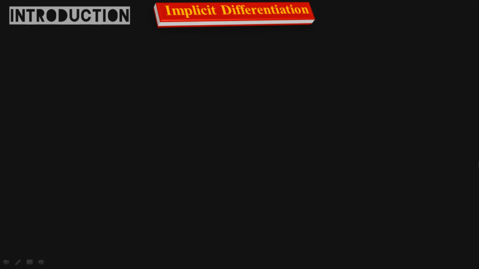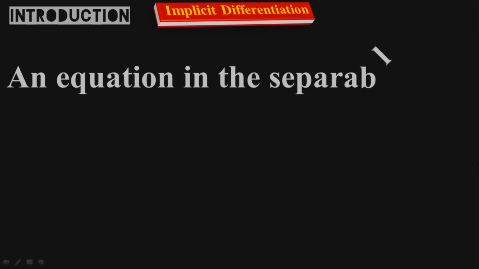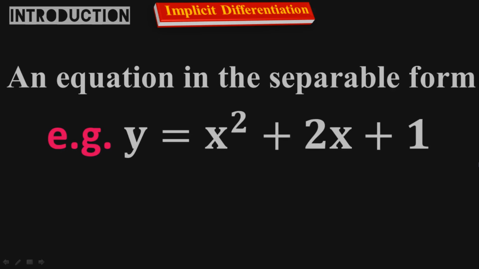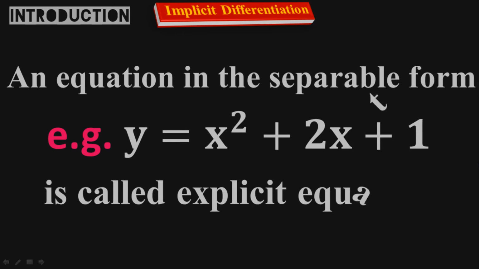Let me show you the difference in another way. An equation in the separable form, e.g. y equals x squared plus 2x plus 1, is called an explicit equation. This is another way to understand explicit and implicit equations. An equation in the separable form like y equals x squared plus 2x plus 1.